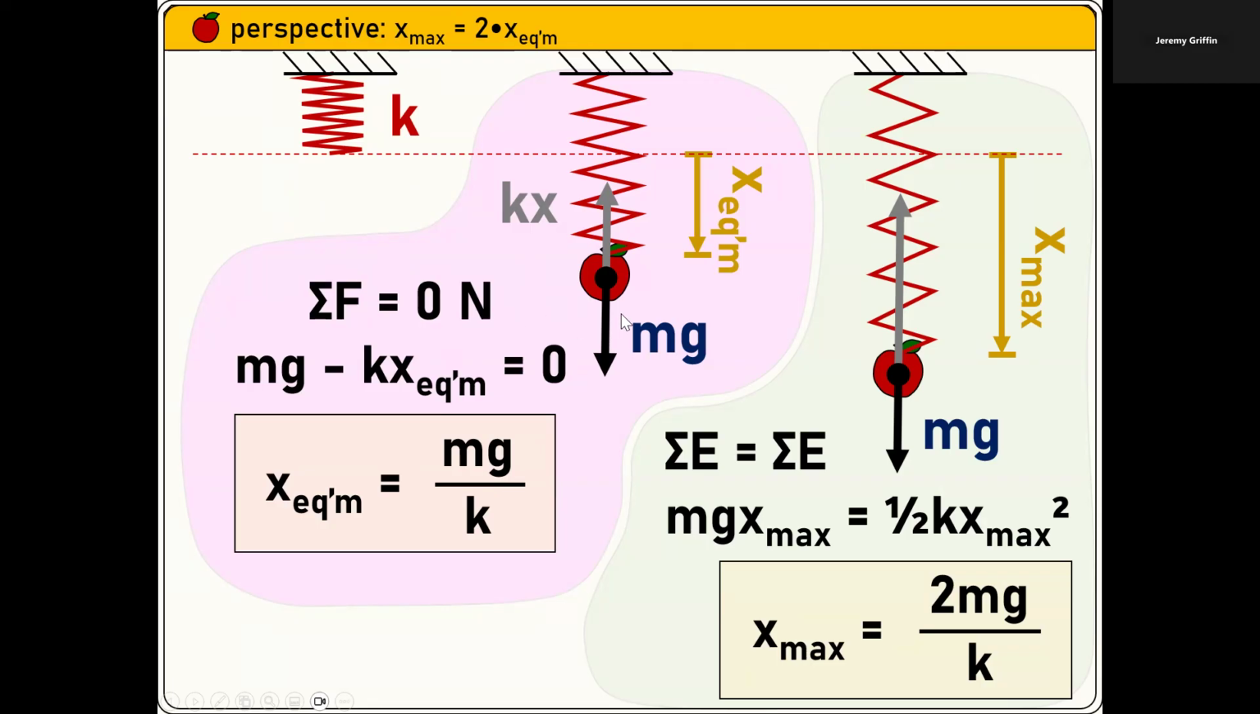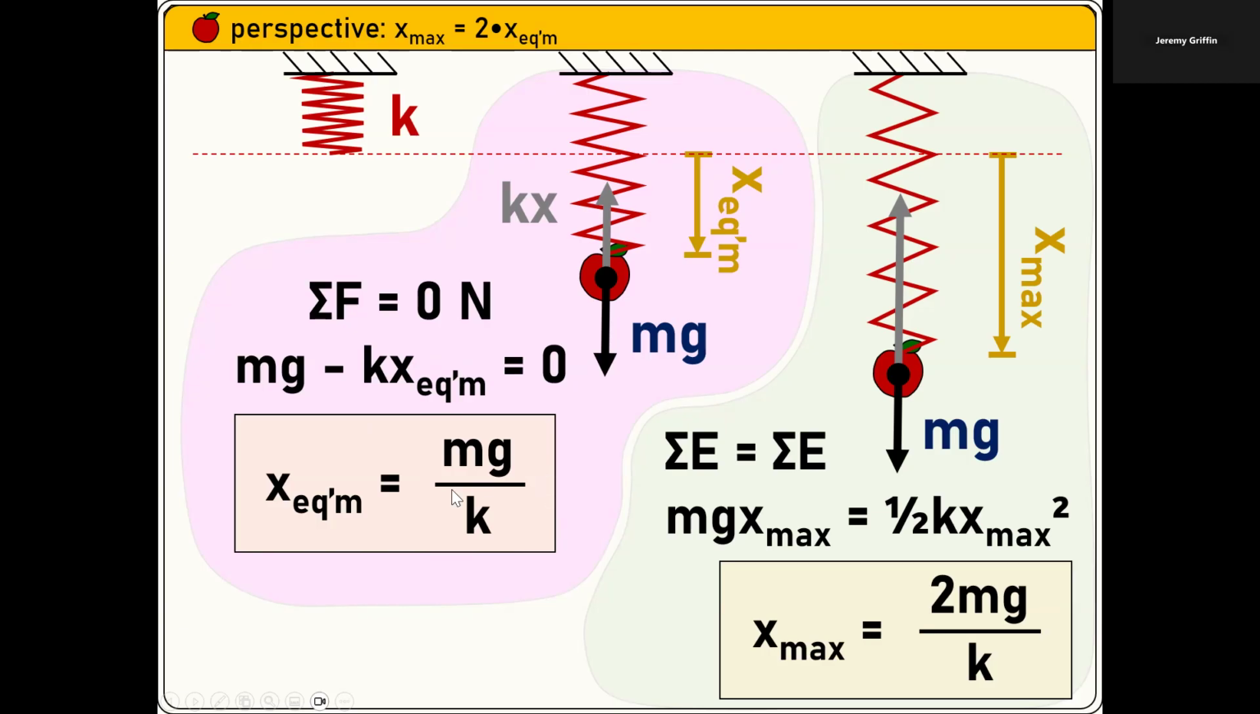What forces? Well, I got the weight pulling down. I got the spring force pulling up. Hey, look who's back. It's Hooke's law. F equals kx. You guys see Hooke's law? So those subtract out to 0. I can solve for x equilibrium and get this expression right here. Okay, great.